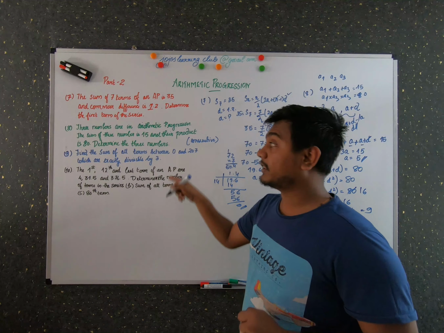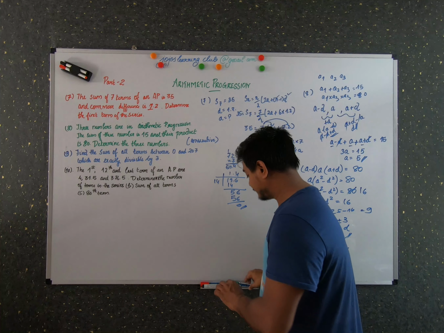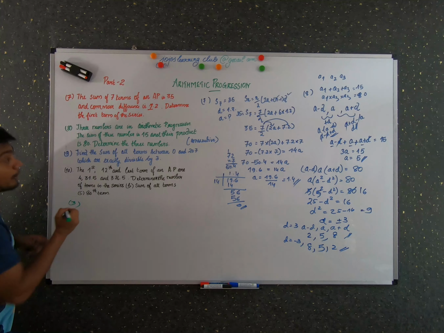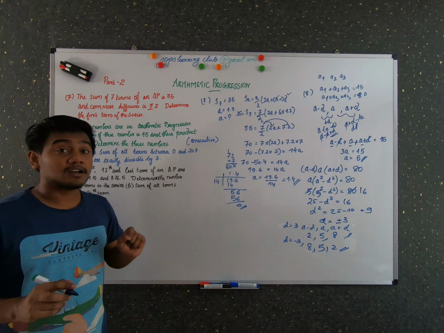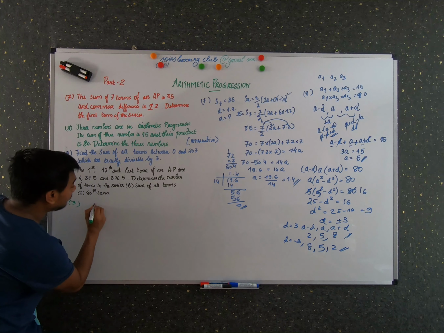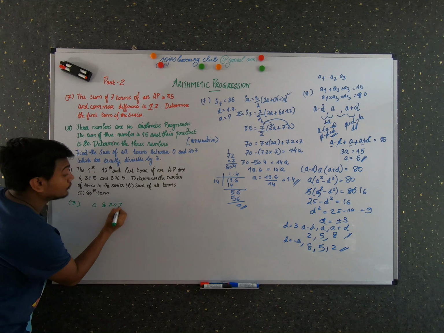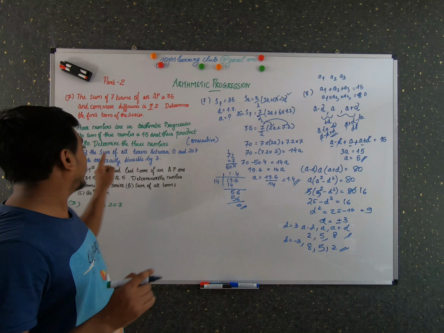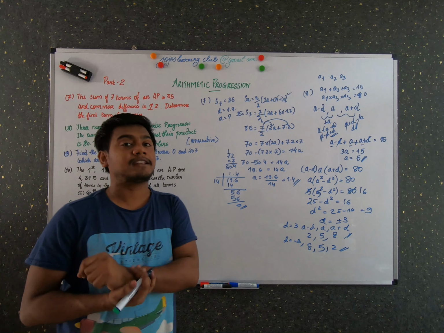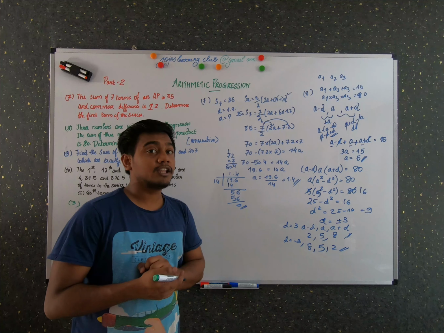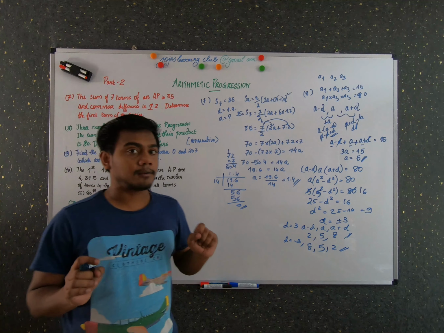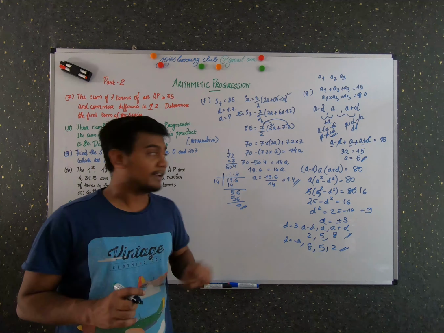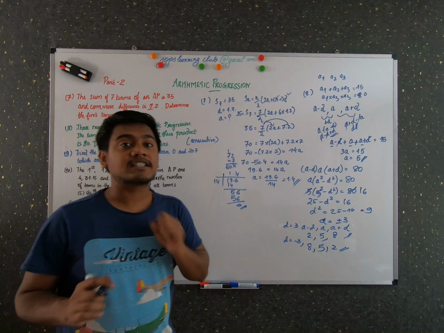Okay, so now let's do the third problem in this section. The third problem is, find the sum of all terms between 0 and 207. So I have to find all the terms, inclusive of 207, which are exactly divisible by 3. So I need to find the sum of all the terms which are between 0 and 207 and which are exactly divisible by 3.